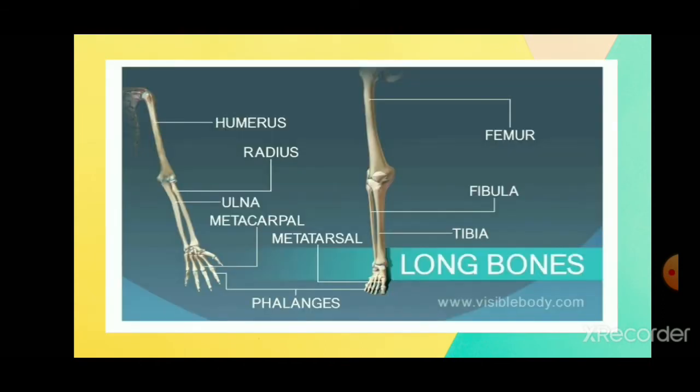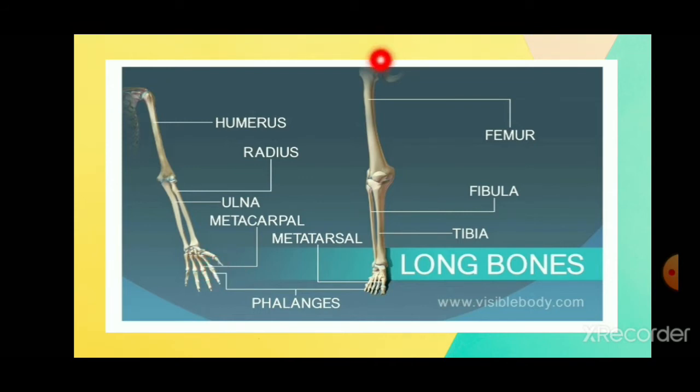Okay. So, sa upper limbs, eto yung sa arm. Ayan. We have the long bones na humerus, radius, tsaka eto yung ulna. We also have dito sa fingers na long bones. Ayan yung metacarpals tsaka yung phalanges.